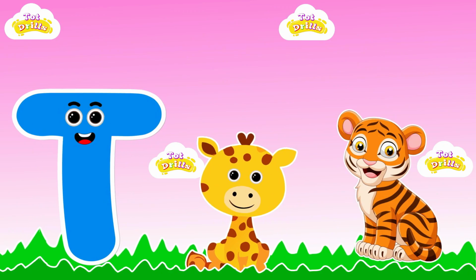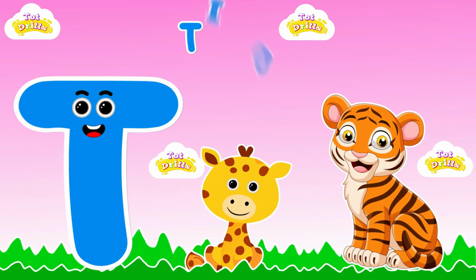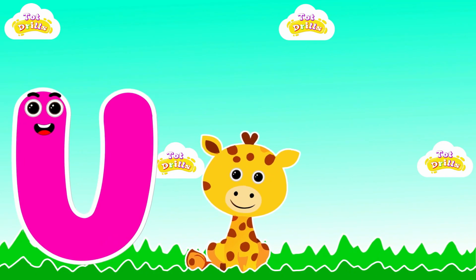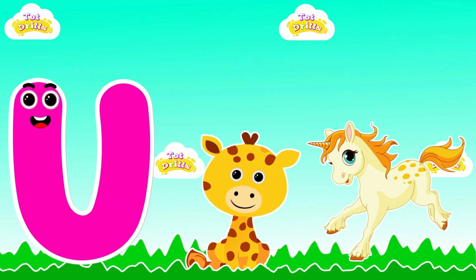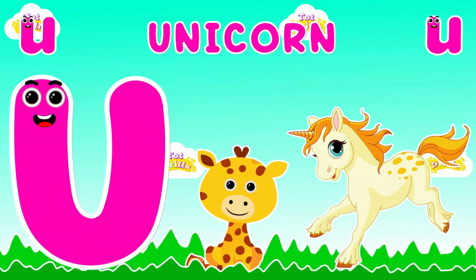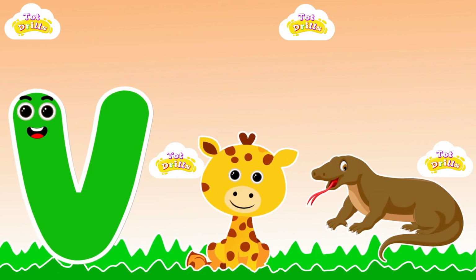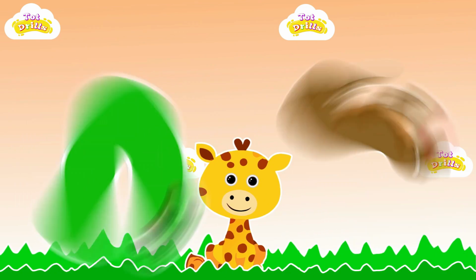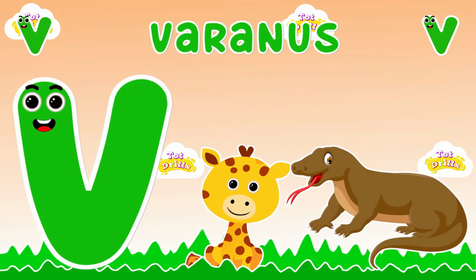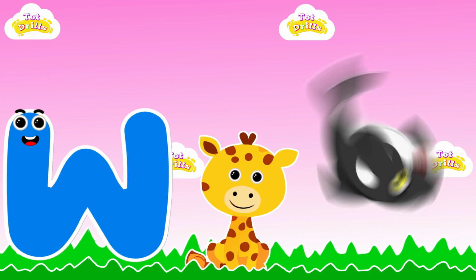T is for tiger, t t tiger. T, tiger. U is for unicorn, u u unicorn. U, unicorn. V is for varanus, v v varanus. V, varanus. W is for whale, w w whale.